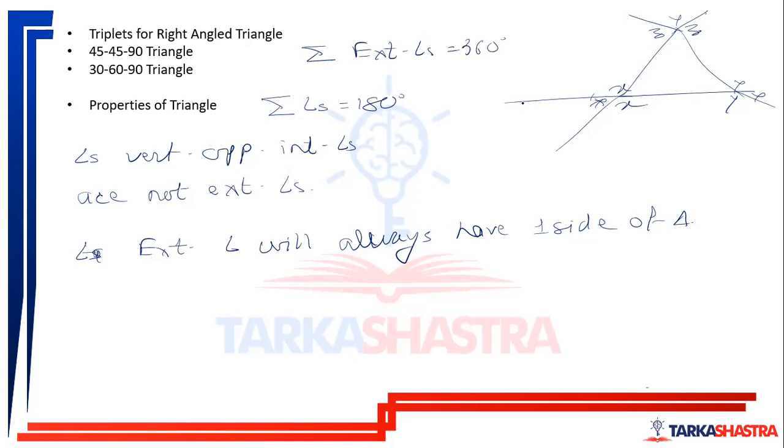Then one of the exterior angle, जैसे अगर मैं इसको नाम दूं points A, B, C, D. So any exterior angle, let us say angle ABD is equals to sum of opposite interior angles, जैसे angle BAC plus angle BCA. Any exterior angle is always equal to sum of opposite interior angles.